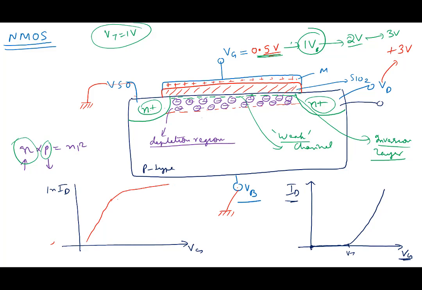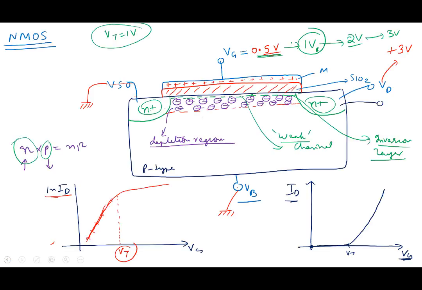And at around threshold voltage, current is almost linear on a log scale, which means current is increasing exponentially. There's a very weak channel here, and as you apply more and more gate voltage, it becomes stronger, stronger, stronger, and current is increasing exponentially. And then here is where, once the channel becomes very strong, the current does not increase as rapidly as you see here.